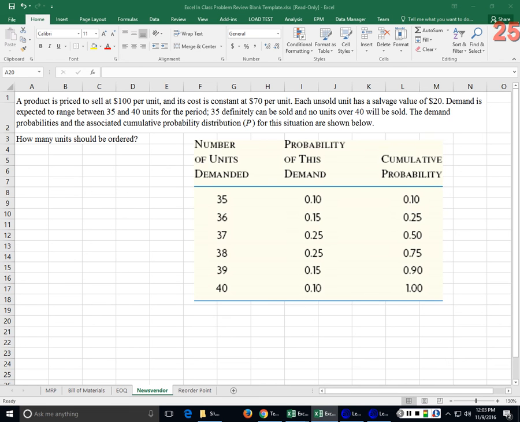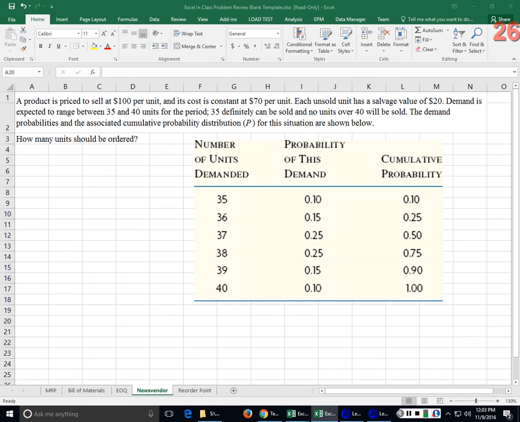And again, if you look on the back page of your formula sheet, you've got the formula for the newsvendor problem. It says a product is priced to sell at $100 per unit and its cost is constant at $70 per unit. Each unsold unit has a salvage value of $20. Demand is expected to range between 35 and 40 units for the period. 35 definitely can be sold, and no units over 40 will be sold. The demand probabilities and the associated cumulative probability distribution for this situation are shown below. So the question is, how many units should be ordered?